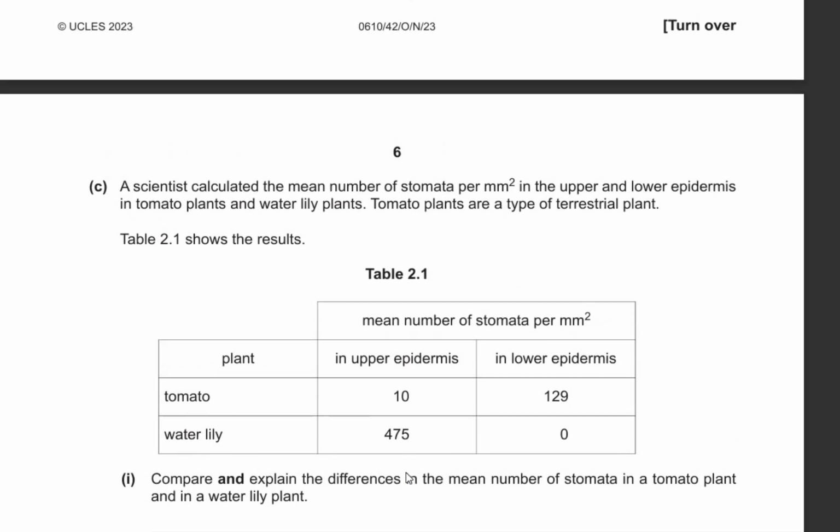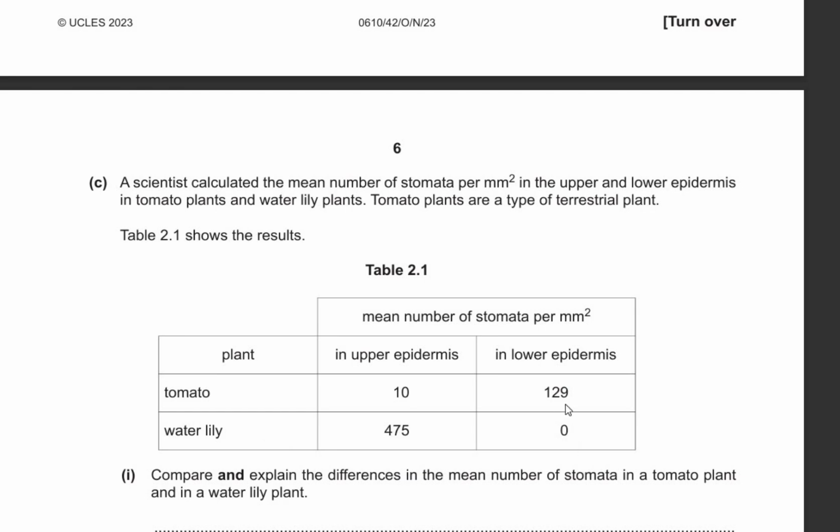So we all know that the lower epidermis is facing the water, so there will be no need to prevent water loss. That's why there are no stomata or no guard cells present, right? Now, part 1 says compare and explain the difference between the mean number of stomata in a tomato plant and a water lily plant. First, we have to compare and then we have to explain. So we can easily compare that. First of all, we will give the general comparison, the general trend, that we can see that the number of stomata in the tomato plant is less than that of the water lily, that is 139 and 475.